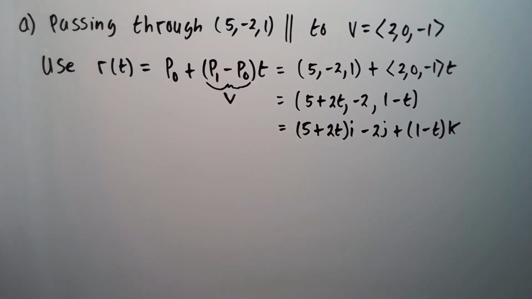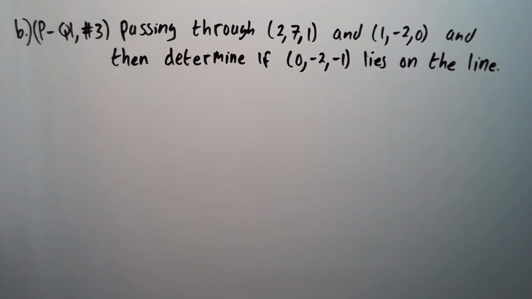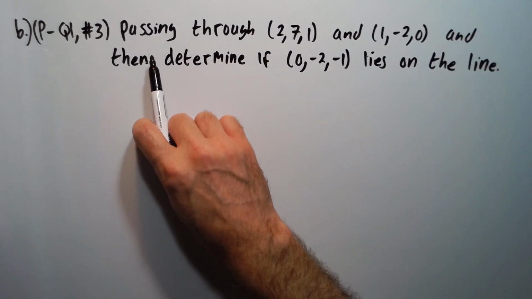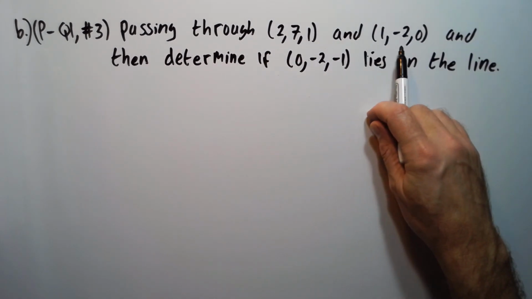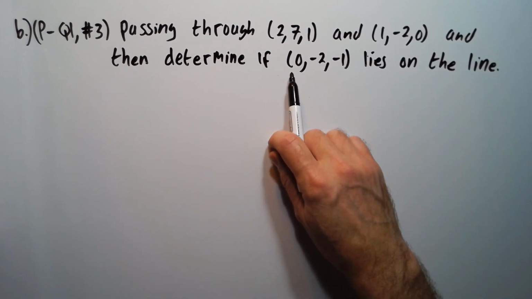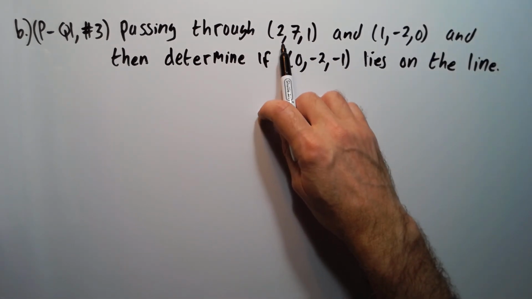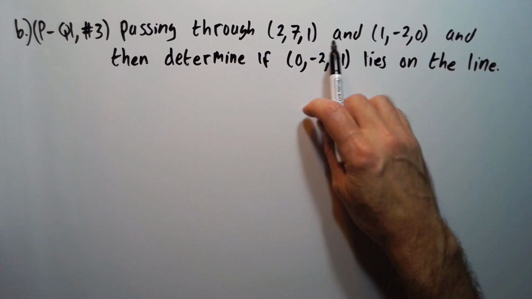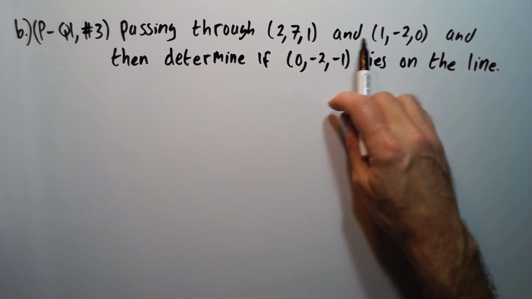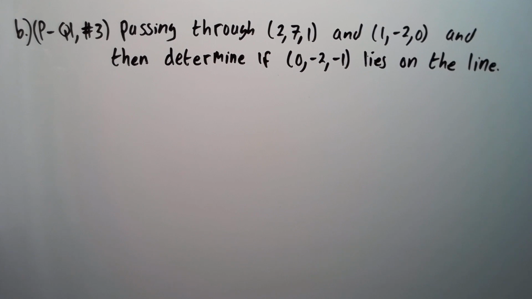Okay, so we're done with A. Let's now do part B. So part B is also from the practice quizzes, number 3. Find the line passing through (2, 7, 1) and (1, -2, 0), and then determine if (0, -2, -1) lies on the line. So I'm going to call this first one P0 and this one P1. It doesn't matter which one you call P0 and P1, but I'm going to call the first one P0 and this one P1.